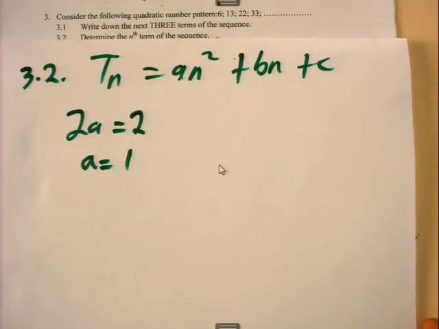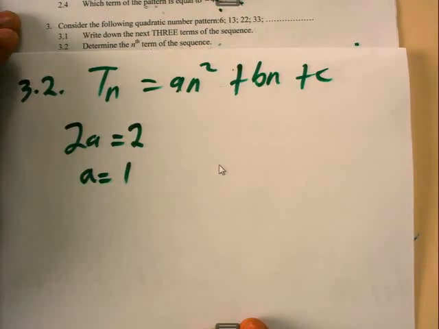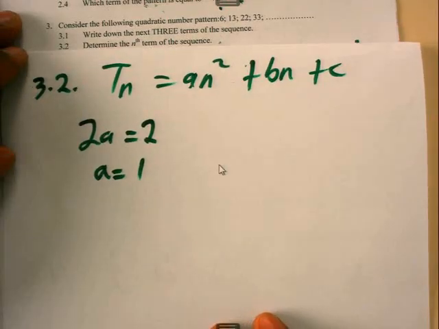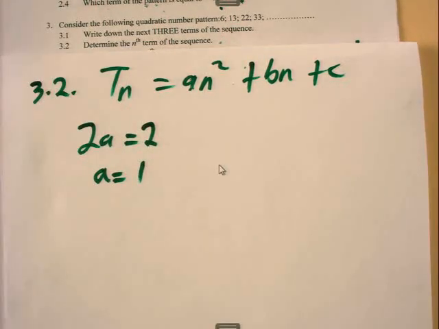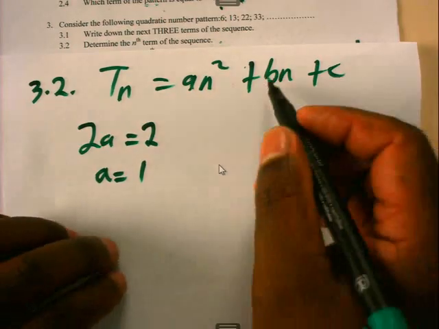Determine the nth term of the sequence. To determine the nth term of the sequence, this is how we do it. 2a is equal to the second difference, and our second difference is 2. Therefore, a is equal to 1. Now let's determine the value of b.